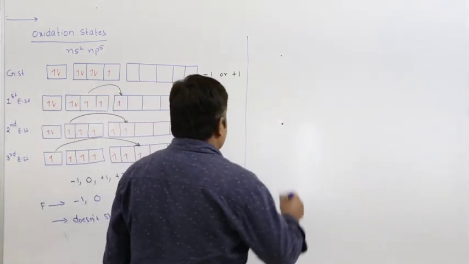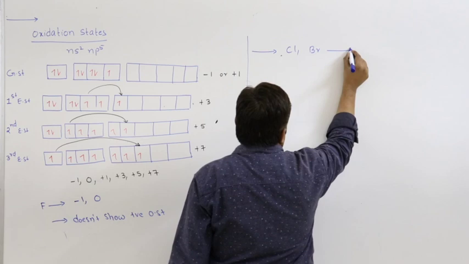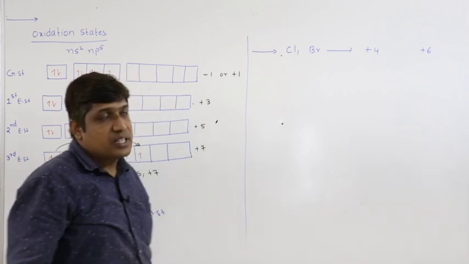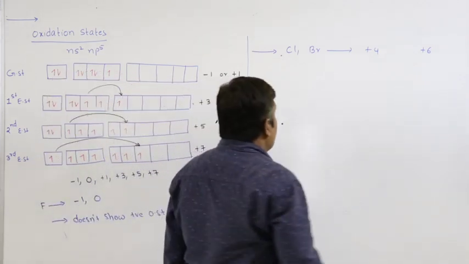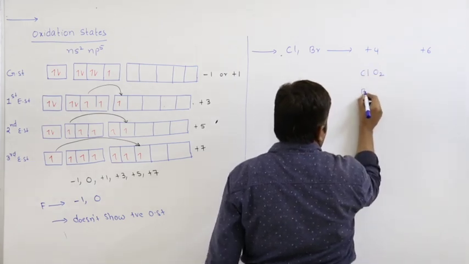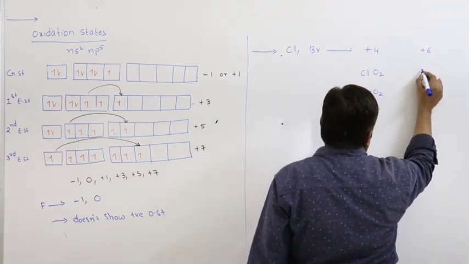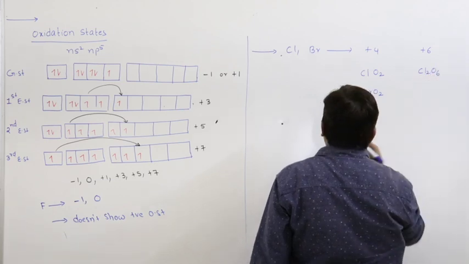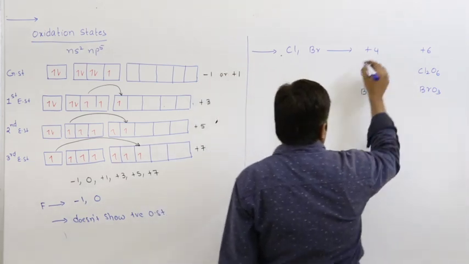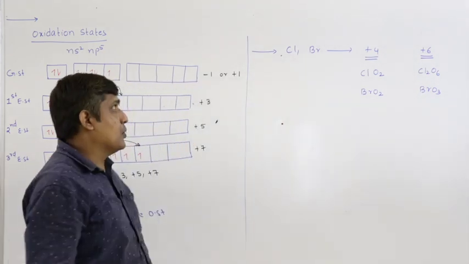Apart from this, chlorine and bromine show +4 as well as +6, unusual oxidation states. If I take +4, an example is ClO2. For bromine, it is BrO2. For +6 oxidation, there are compounds like Cl2O6, and for bromine it is BrO3. So, chlorine and bromine also show +4 and +6 oxidation in some of their compounds.